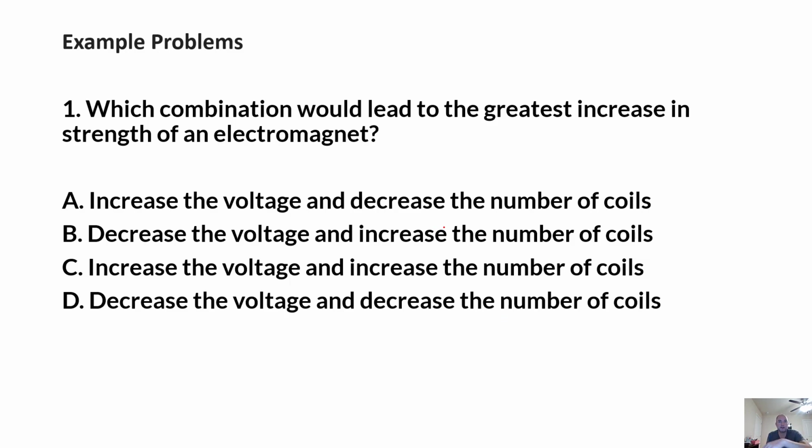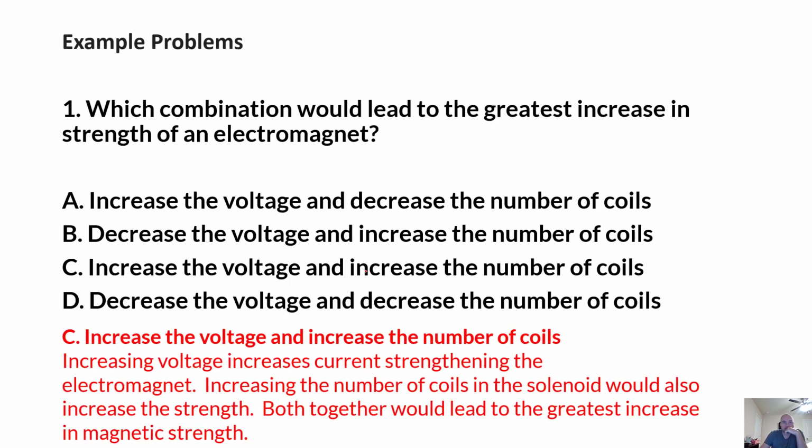Here's your question: which combination would lead to the greatest increase in the strength of an electromagnet? Let's go ahead and take this second and answer this question. That's going to be increasing the voltage and increasing the number of coils. So therefore, you're increasing the current because of that, and you're increasing the number of coils of the solenoid. So your answer is going to be C.